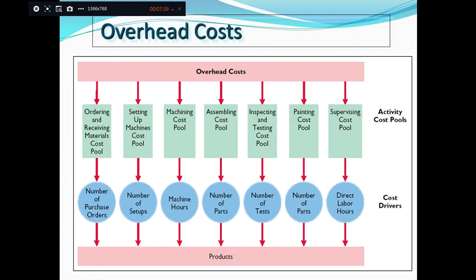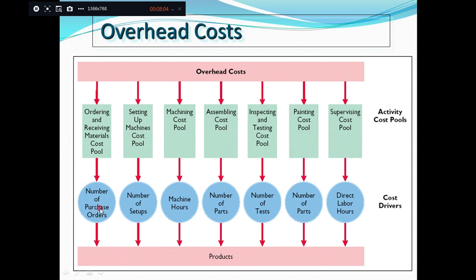So overhead cost in the activity pools or in the cost pools, and the cost drivers. Ordering and receiving materials is a cost pool, setting up machines is a cost pool, machining is a cost pool, and assembling is a cost pool. We have inspection and testing as a cost pool, painting as a cost pool, supervision is also a cost pool, but there are drivers for this cost.